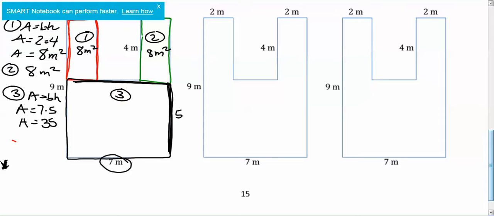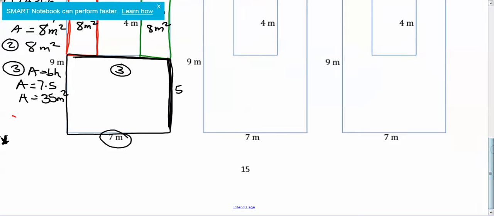35, very good. This class all of a sudden gets shy. Weird. All right, so now when we figure it out this way, we have to add those 3 pieces together.